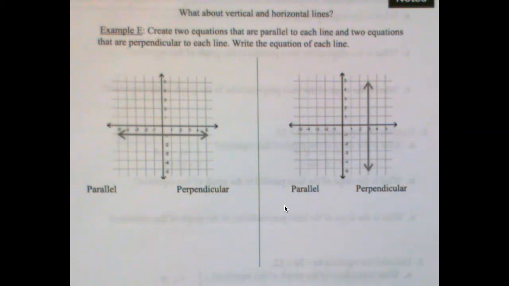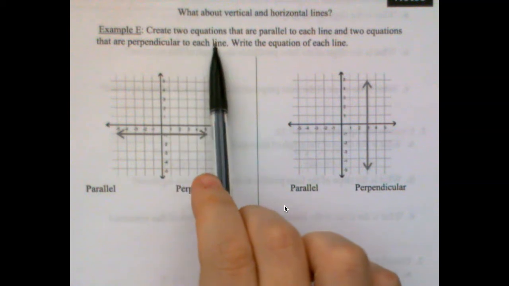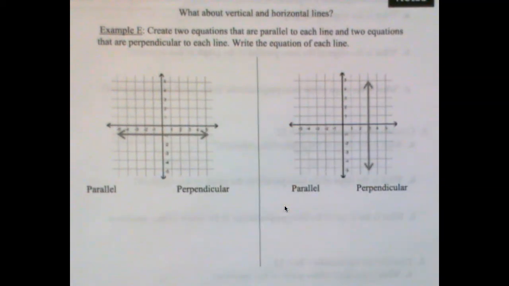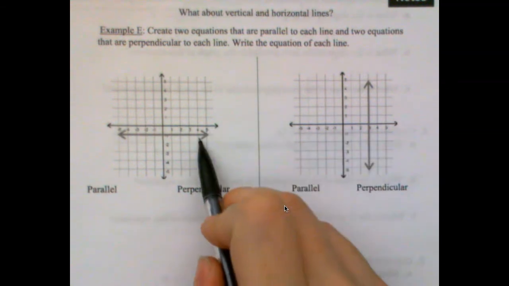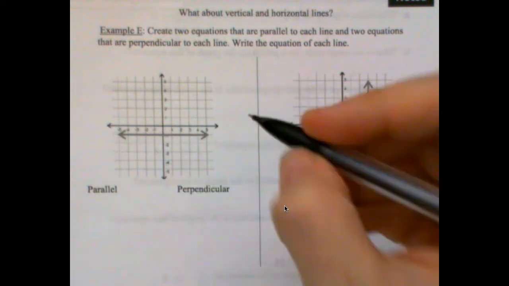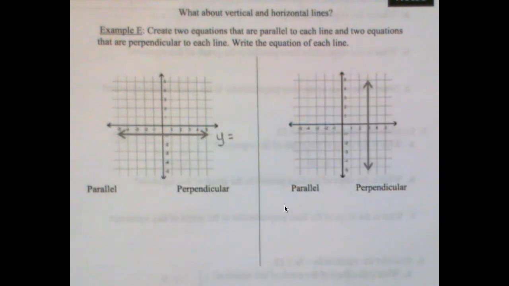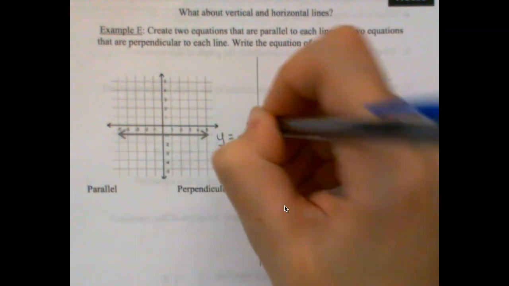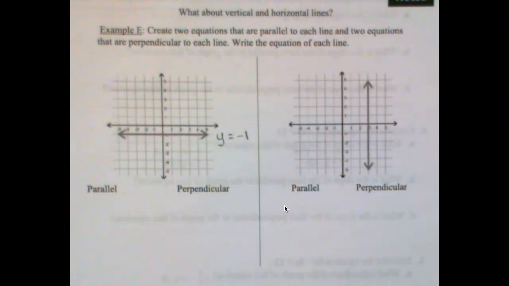bit easier. The equations kind of make it confusing, but if I give you a graph and I say create two equations that are parallel to each line and two equations that are perpendicular, we should be able to do that. Okay, so this first line right here, we need to write the equation of this first line. Remember, if it is a horizontal line, that is a y equals, and it's just y equals whatever number it's going through. This line's going through -1, so the equation of that line is y equals -1. Okay, that's just something we've got to commit to our memories.